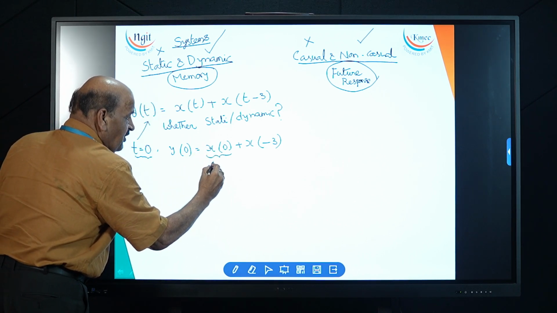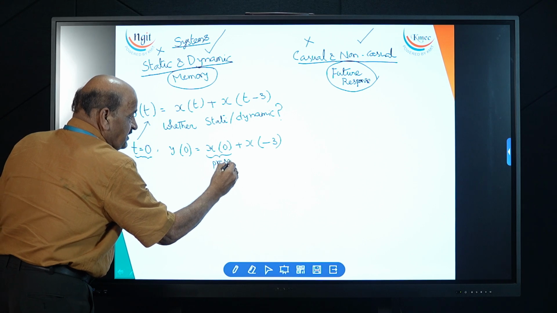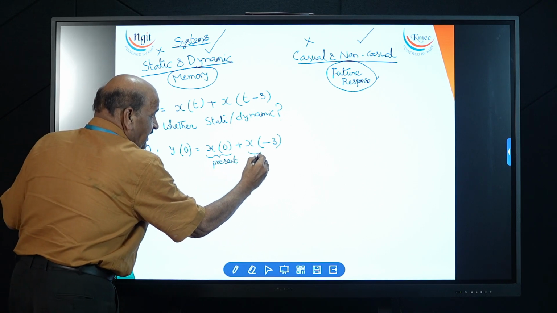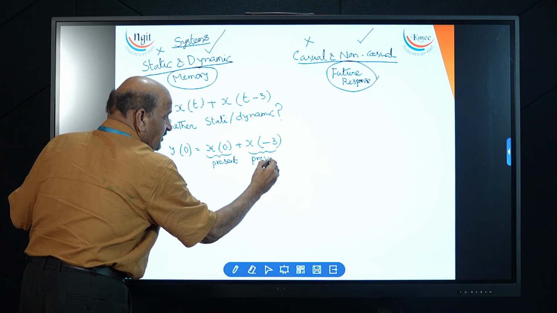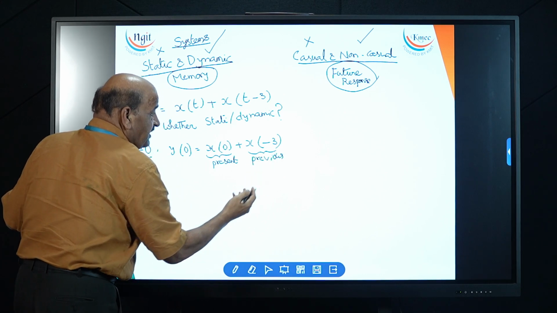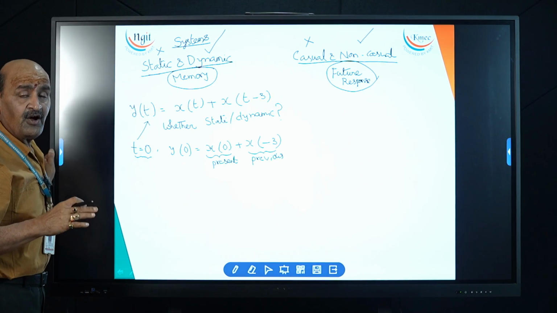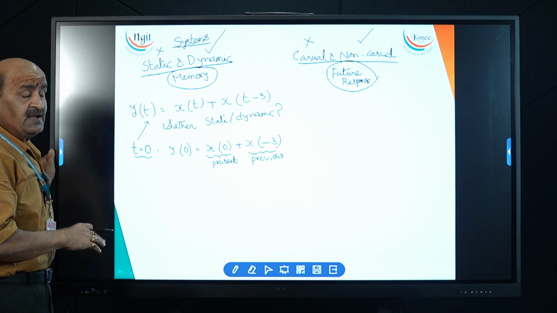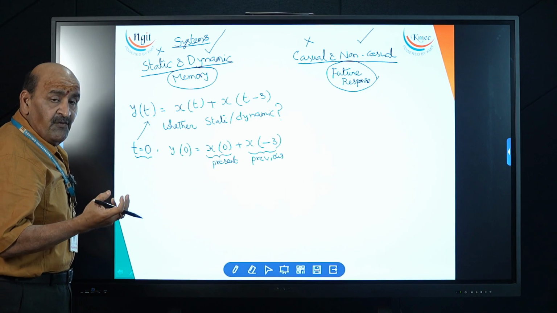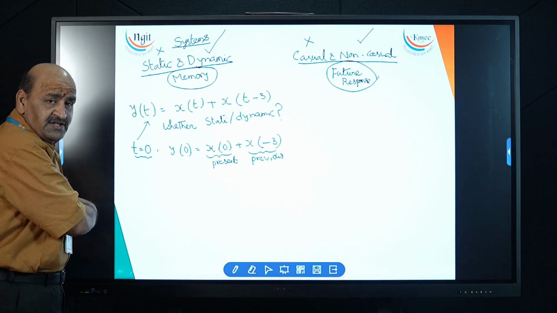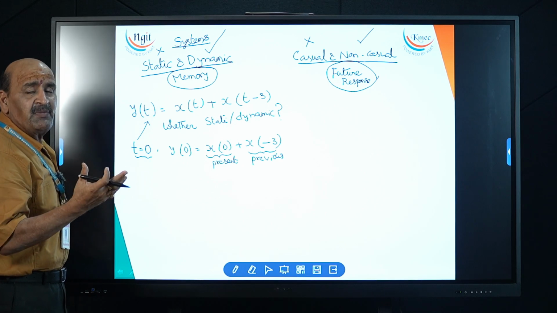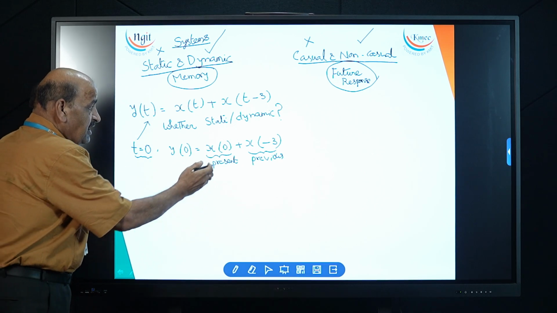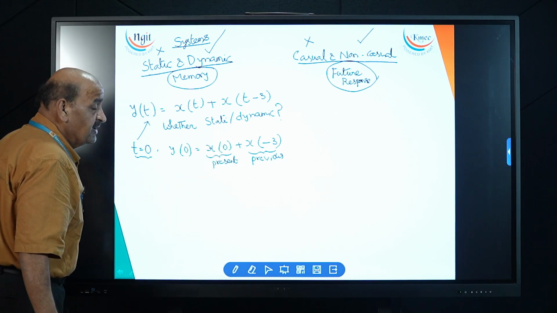Now x of 0 represents the present response. Here x of minus 3 represents the previous response, the past response. Past response means the system has to have memory. What were the outputs in the previous case? The system should have memory. What were the inputs of the previous cases? If memory is not there, the system cannot remember all these things. That means these are previous responses.